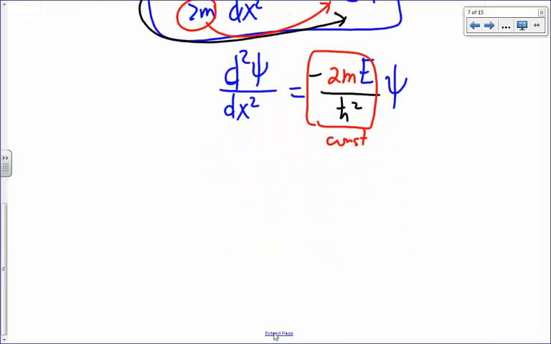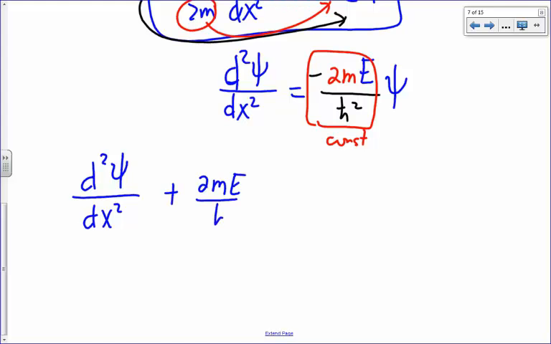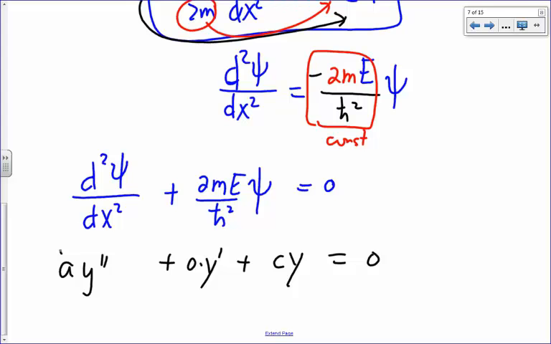And so move everything to the left. I can rewrite the second derivative of psi with respect to x plus 2mE over h bar squared psi equals 0. Okay, so this is like a y double prime plus 0 y prime plus c y equals 0, right? So what's your a? 1. What is your c? That constant right there, and b is 0, right?